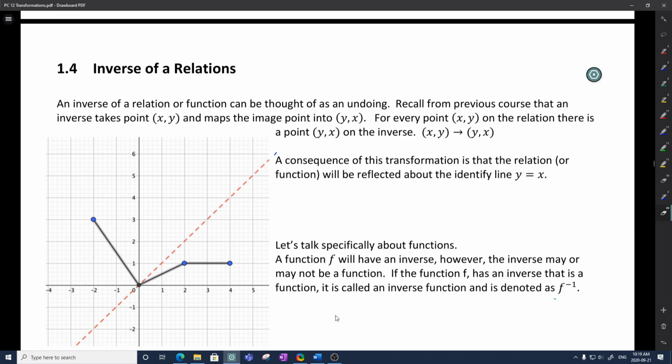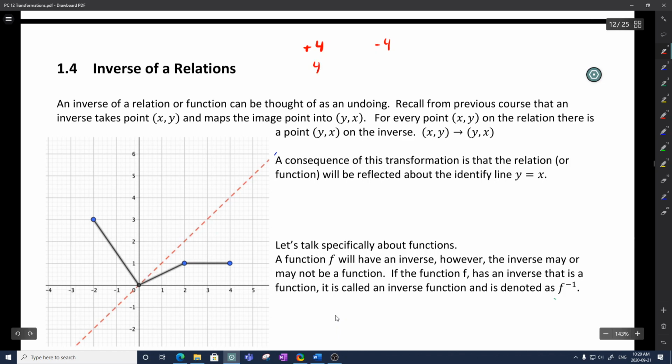All right, today we're going to talk about inverse of a relation. So we have previously known what a relation is, an inverse is. An inverse can be thought of as an undoing. Most familiar, we do this in algebra. So the undoing of adding 4 is subtracting 4. Those two operations cancel each other out.